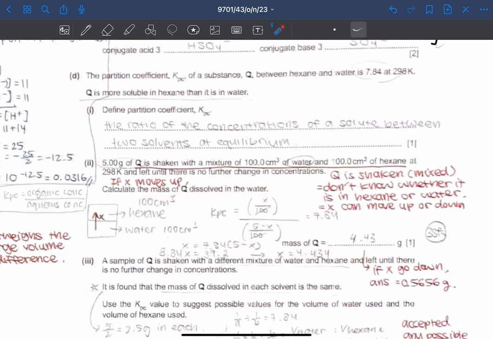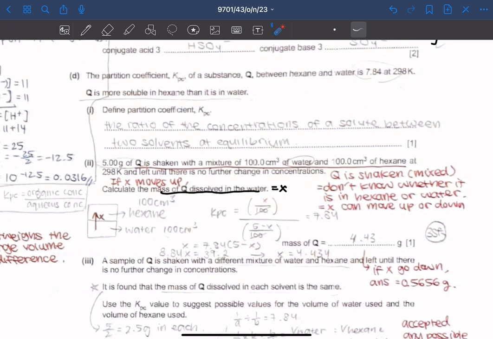If I assume that the mass of Q dissolved in the water is equal to X, then Kpc is equal to the organic concentration first. Concentration is equal to mole per volume, or it can also be equal to mass per volume. In this case, I use mass, which is X grams over 100 cm³. You don't need to convert it to dm³ because it will cancel out below later, because 100 cm³ is present for hexane as well. So for hexane, 5 grams minus X is present. If X is present in water, 5 minus X is present in hexane. Then they total up to form 5 grams of Q. But this X is the mass of Q that dissolves in water. So we need to find X in this case.